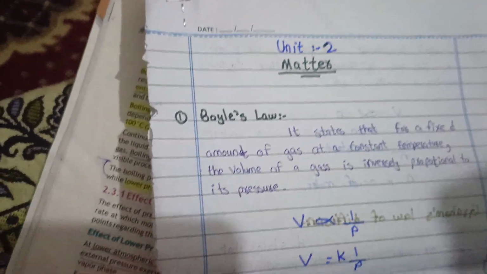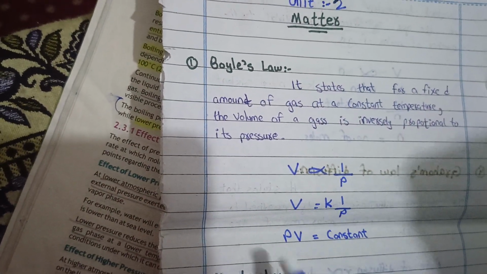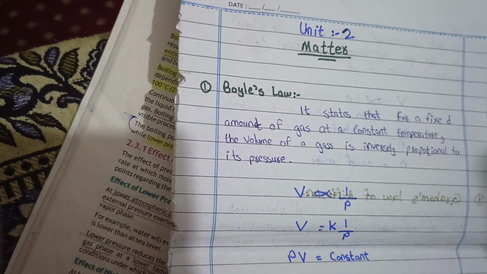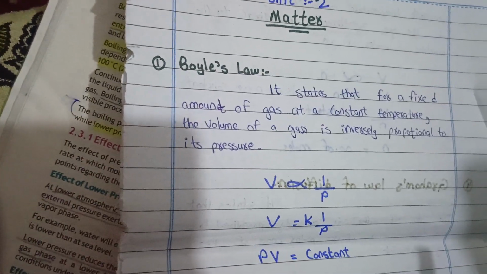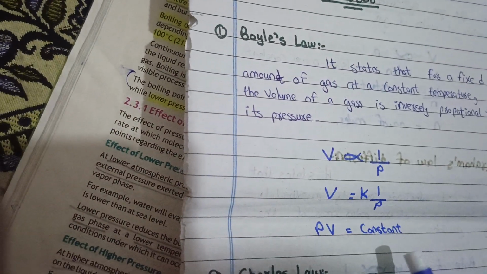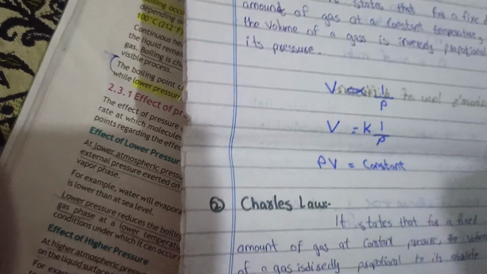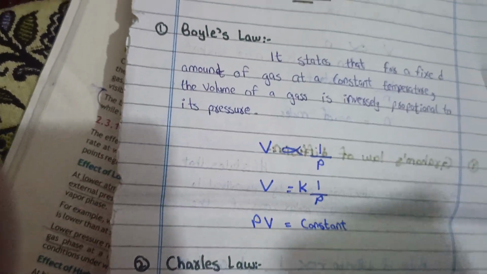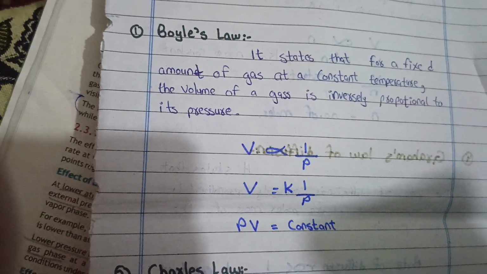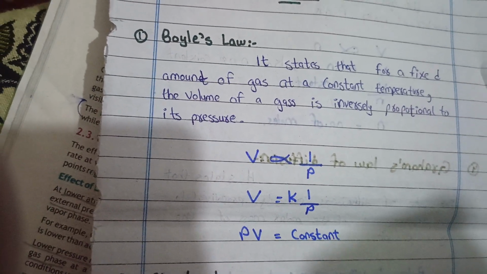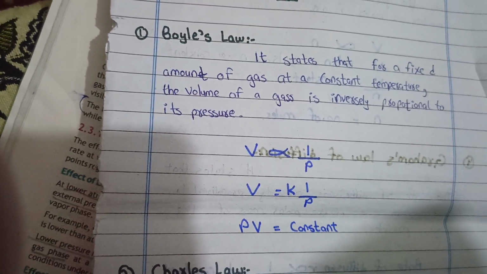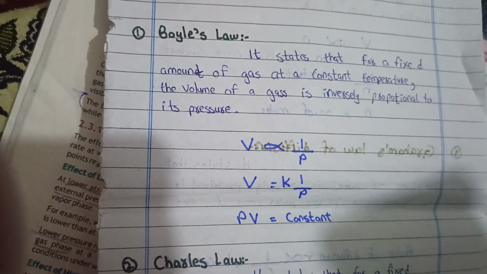Now moves towards its derivation. This derivation states that pressure is inversely proportional to volume at a constant temperature. Now for your easiness, I give you an example of this Boyle's law. When you push a syringe, the volume decreases and the pressure inside increases.